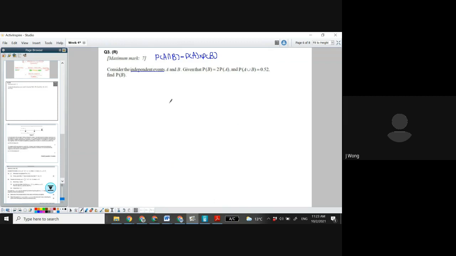So from here, you need to learn the probability formula from 2.4. So if you haven't done this yet, feel free to skip it first for this week. And once you have learned 2.4 with your class teacher, then you could come back and try this question. So the formula is as follows: probability of A union B is probability of A plus probability of B minus probability of A intersect B.